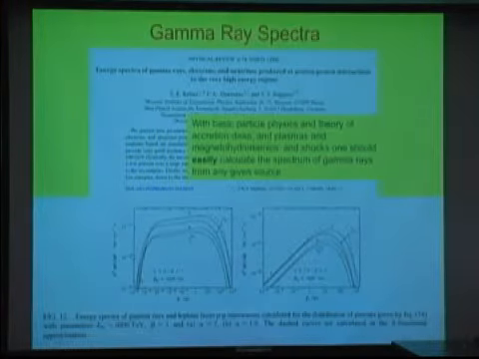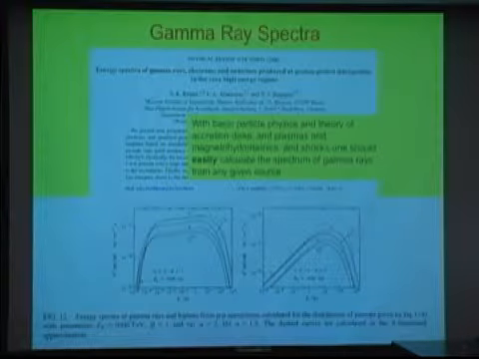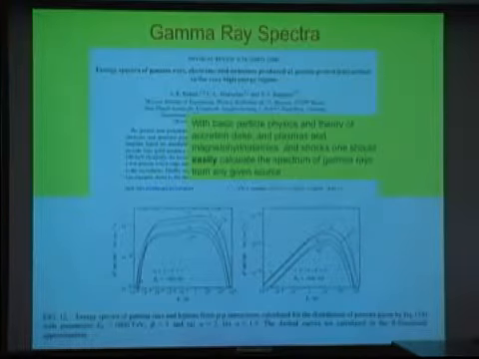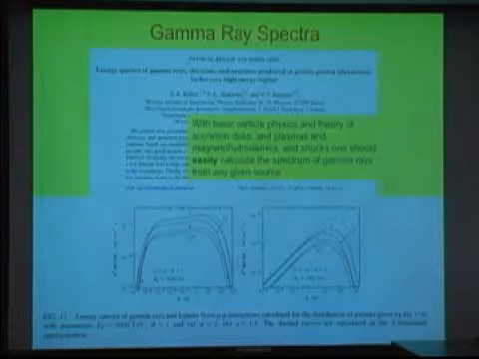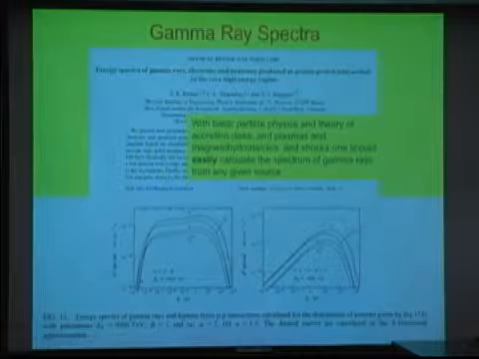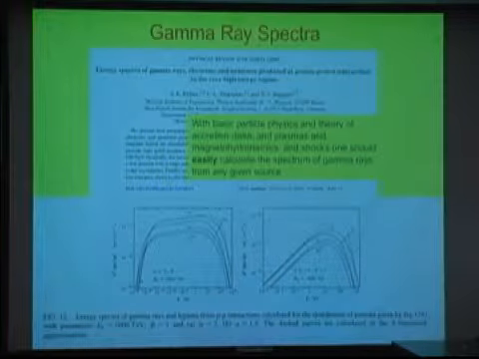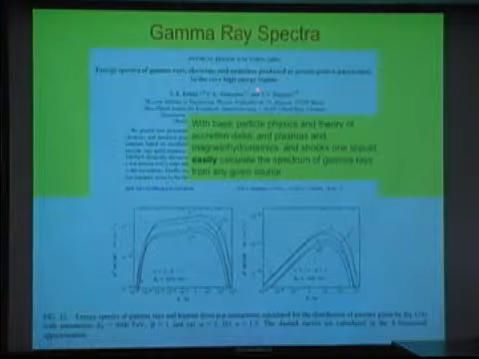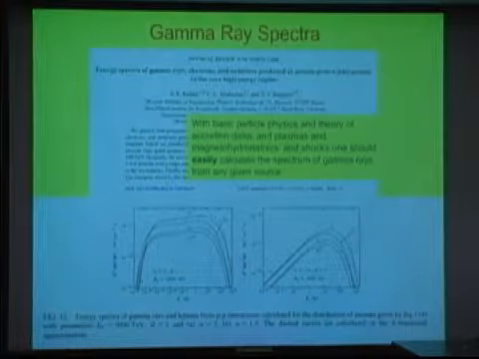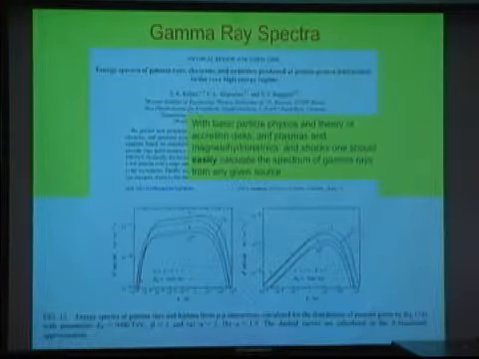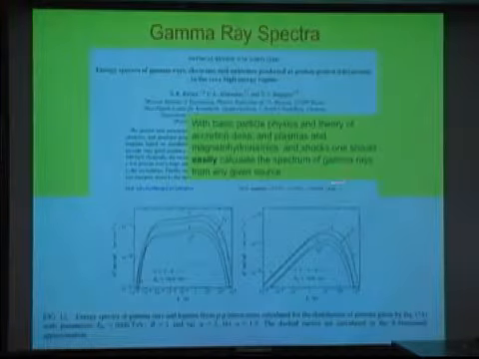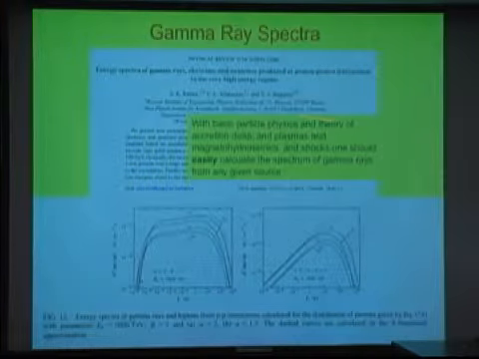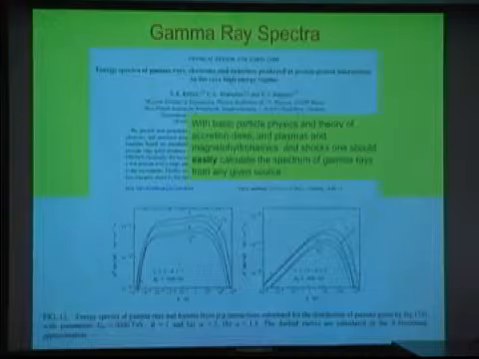So, if you know particle physics very well, and you know the theory of accretion disks, and you understand plasmas, and magnetohydrodynamics, and shocks, you might be able to calculate the spectra of gamma rays from some system that is emitting them. Rather difficult, but it's possible.